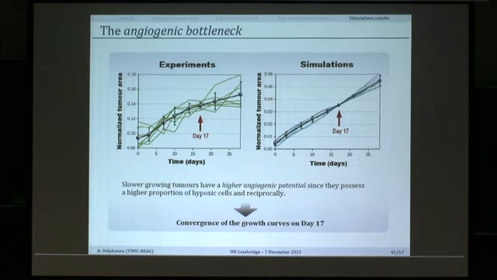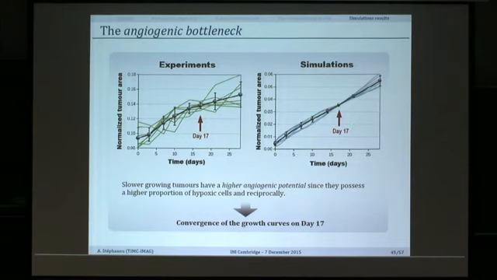And what we see is, so we normalized all the curves to make them all comparable, because all the tumors do not have the same size. So the integral of each curve is 1 in this case. When we plot them all together, we see that there is a specific point on day 17 where the curves seem to converge. And when we do the same with the simulation, it becomes very clear that there's something happening on this specific day, on day 17.